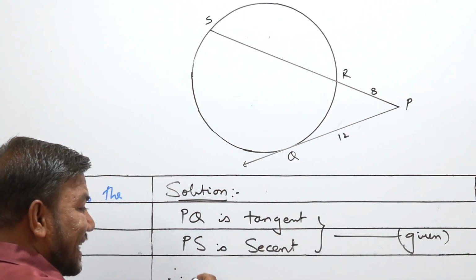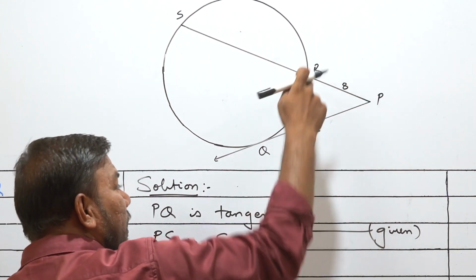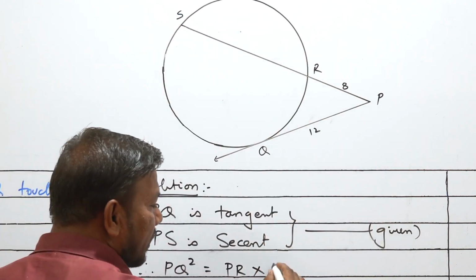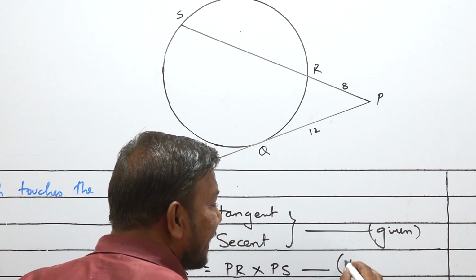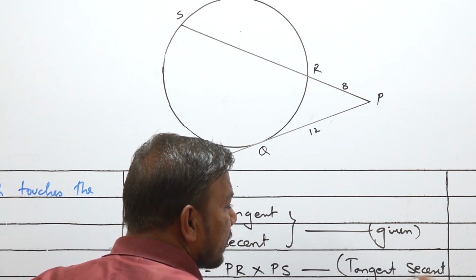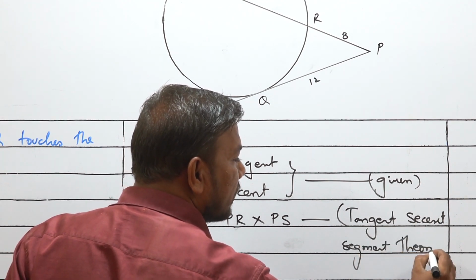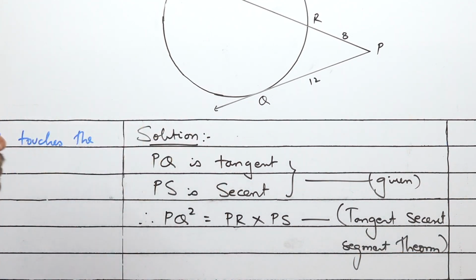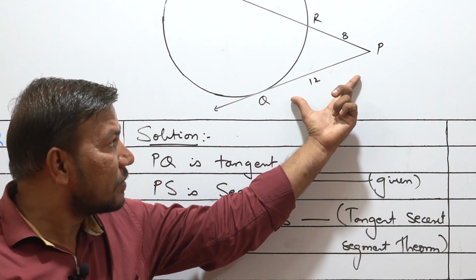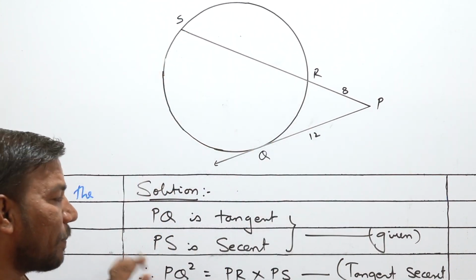PQ square, the tangent square, will be equal to the outer part, that is PR, into the entire part, that is PS. This is called the tangent secant segment theorem, and it is very simple. Listen, if there is a tangent and a secant, we will apply only this property.